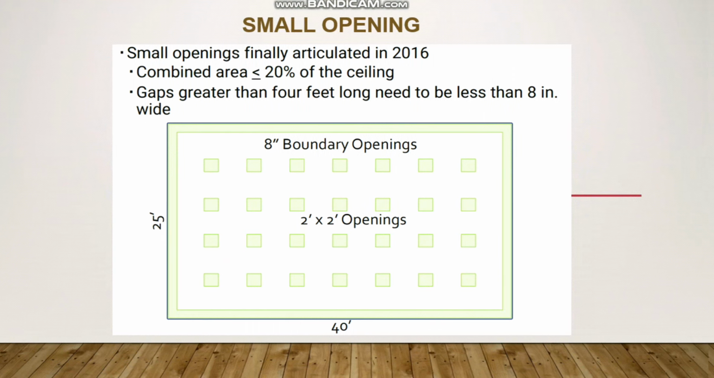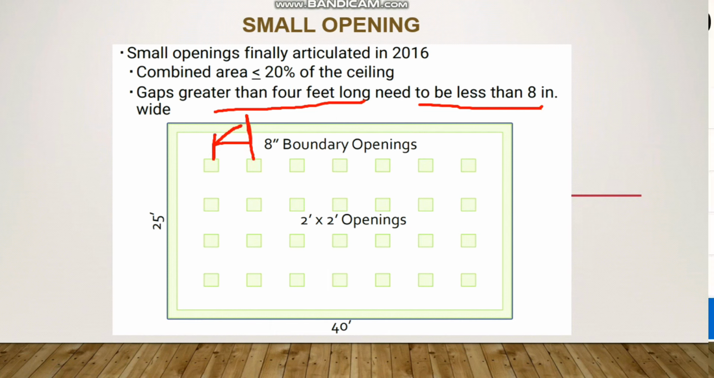You can see one more item: gaps greater than 4 feet long need to be less than 8 inch wide. So if the length is more than 4 feet, then the width should be less than 8 inch. You have to comply with these two conditions, then you can avoid the sprinkler.